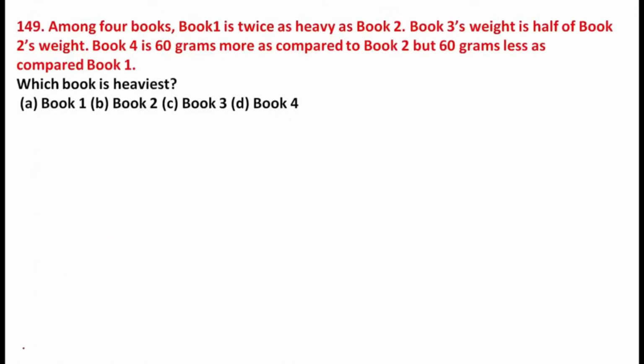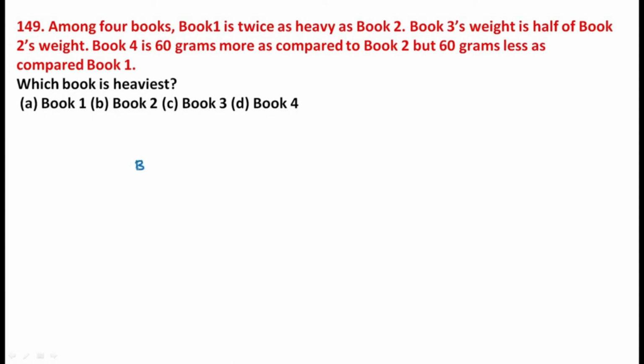The next one is comparison. Among the 4 books, book 1 is twice as heavy as book 2. Book 3's weight is half of book 2's weight. And book 4 is 60 grams more than book 2, but 60 grams less than book 1. So which book is the heaviest?